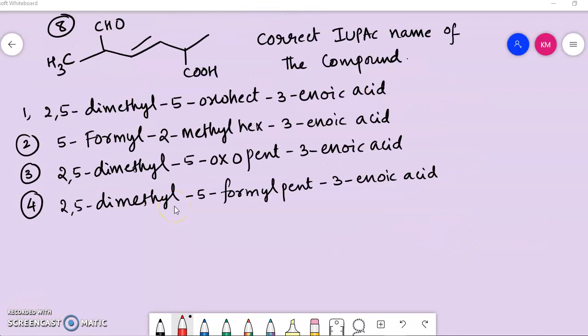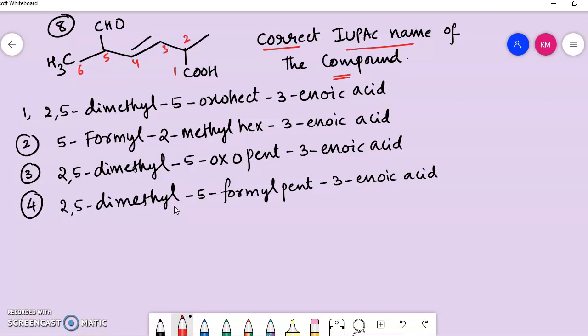Children, you can see the next question here. Correct IUPAC name of the compound. It is from class 11, right? First year organic chemistry, guys. Two functional groups are there. One is the major and another one is the minor functional group. Carboxylic acid is major. So numbering starts from here, 1, 2, 3, 4, 5, 6.